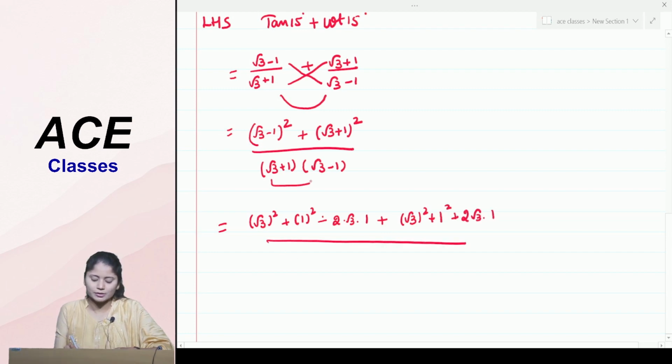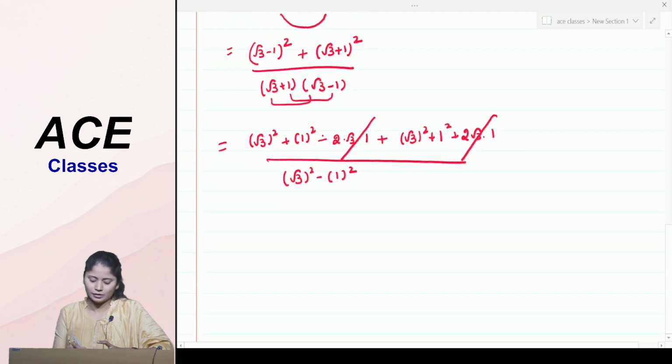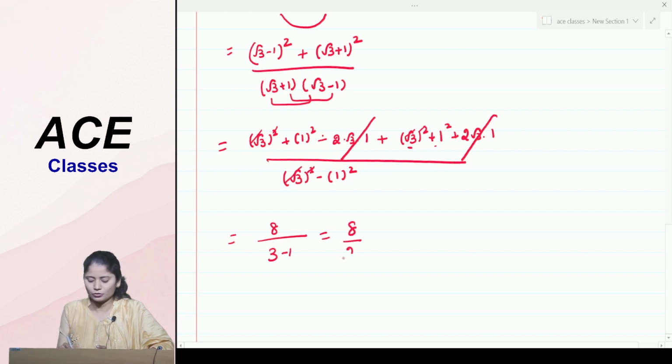Here the first term is same, whereas the second term is different, and it is in the form of a plus b multiplied by a minus b, which is a square minus b square. Okay, plus 2 root 3 minus 2 root 3 will get cancelled. So square and square root will get cancelled here. So 3 plus 1 is 4, 4 plus 3 is 7, 7 plus 1 is 8. So 8. Here square and square root will get cancelled. 3 minus 1, which on further simplification is 8 over 2. So 2 fours are 8. You have got your RHS, which is 4.